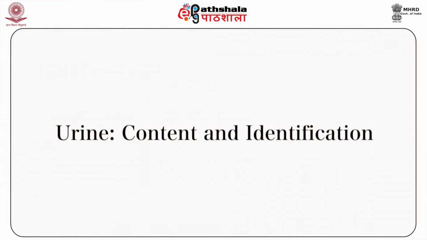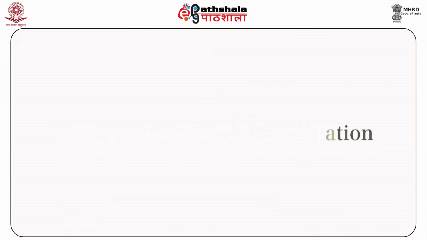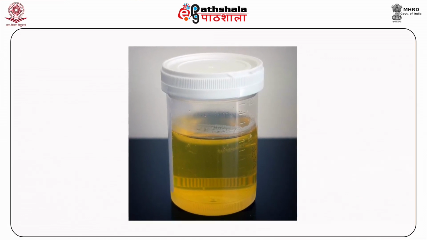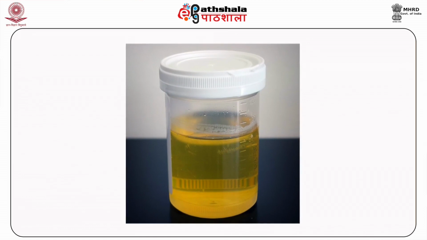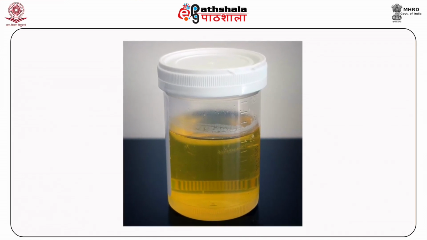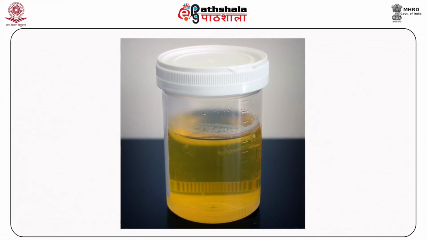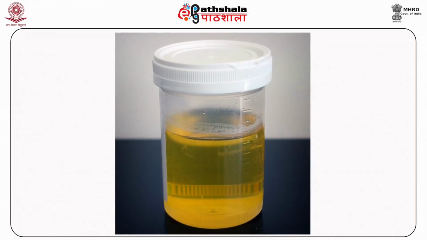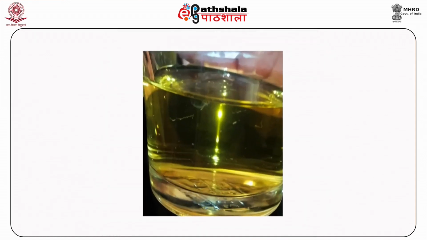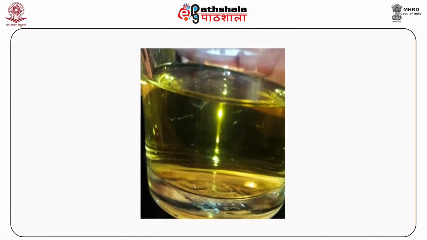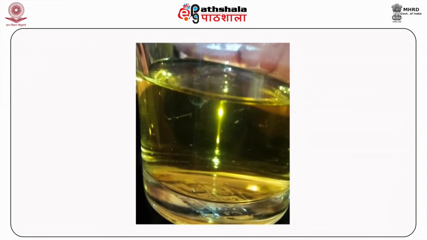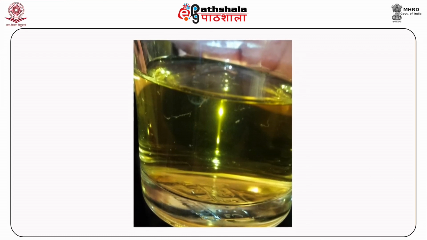Next, we will study about urine, content and identification. Urine is an important biological liquid for forensic analysis. A suspected urine stain may fluoresce pale yellow or pale blue when viewed under long and short wave UV light. Characteristic odor of urine may be detected by placing a small sample of the stain in a test tube and heating slightly.